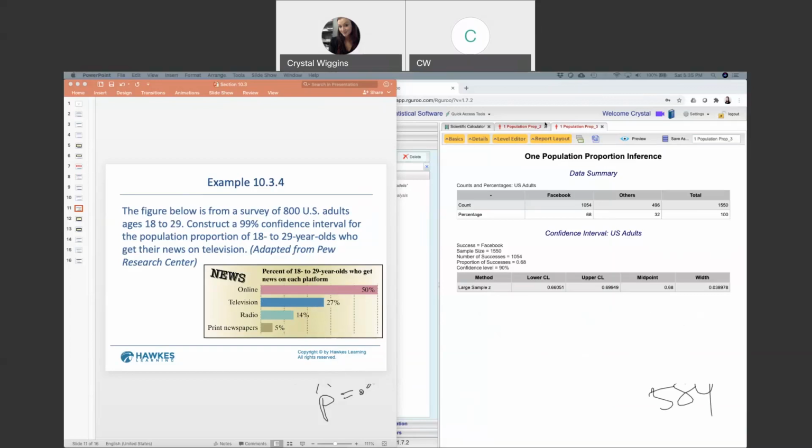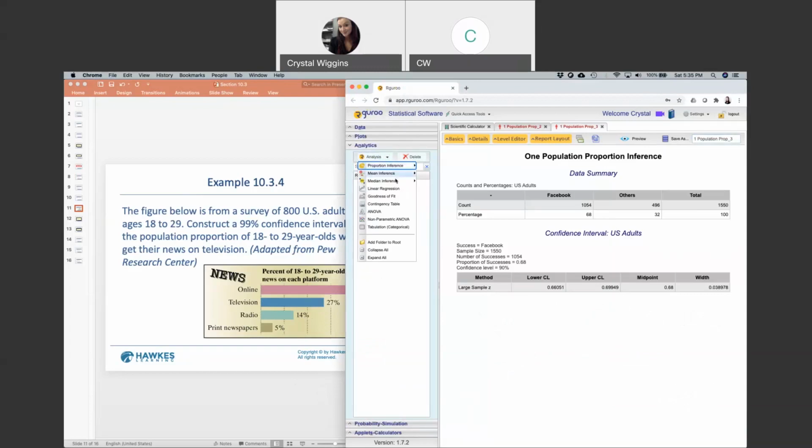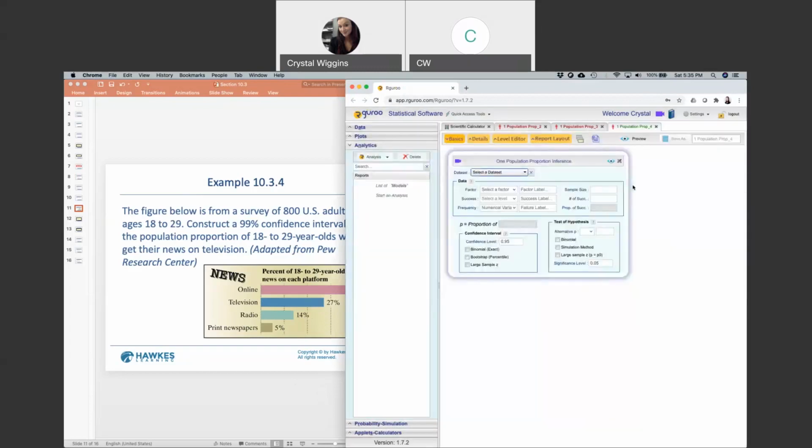Now let's go to our Rguroo. And let's see if we could put the point estimate in. I haven't tried that, but we can try together. So we have our sample size of 800. Let's see if I type the probability of success, 0.27. It does not let me do it. So I need to show you how to find the count of successes in order for us to use our Rguroo very much straightforward.